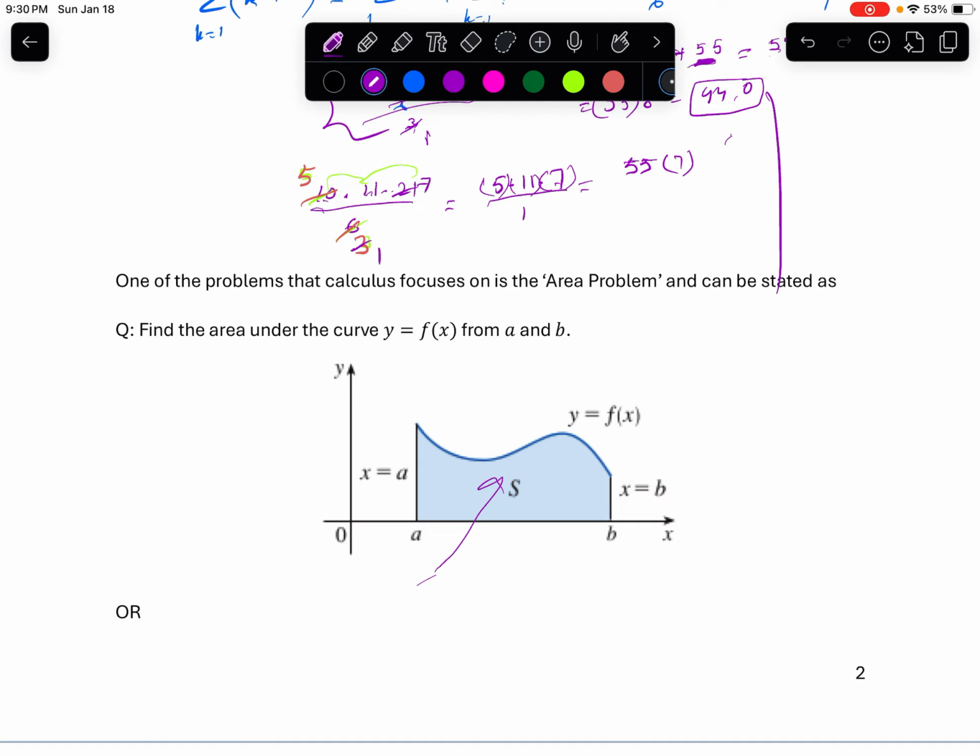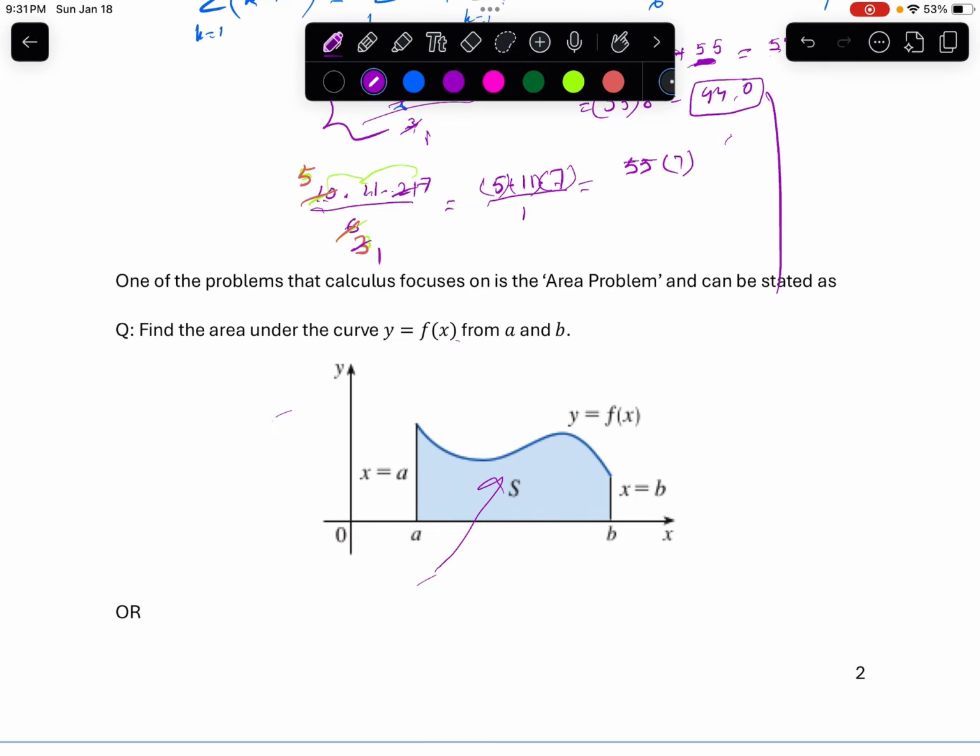The question would be, find the area under the curve y is equal to f of x from a to b. Under the curve is automatically understood to mean the area under the curve and above the x-axis. So we are in the positive direction.